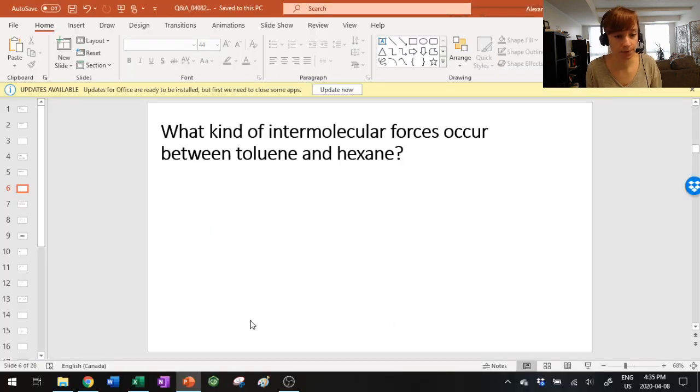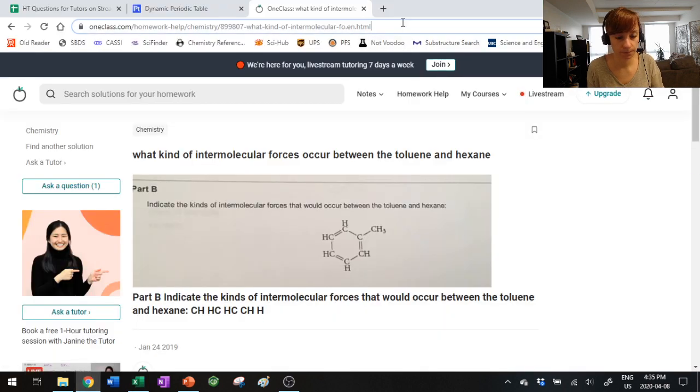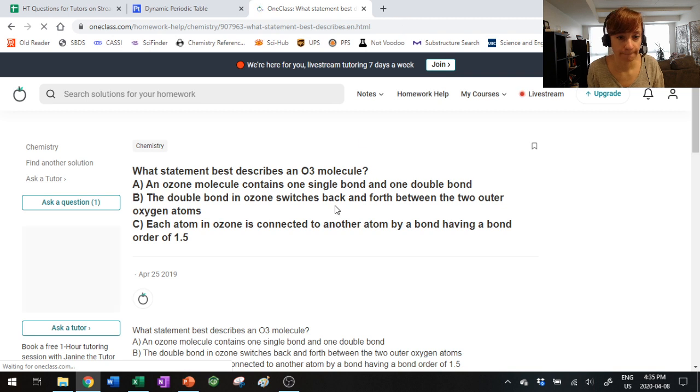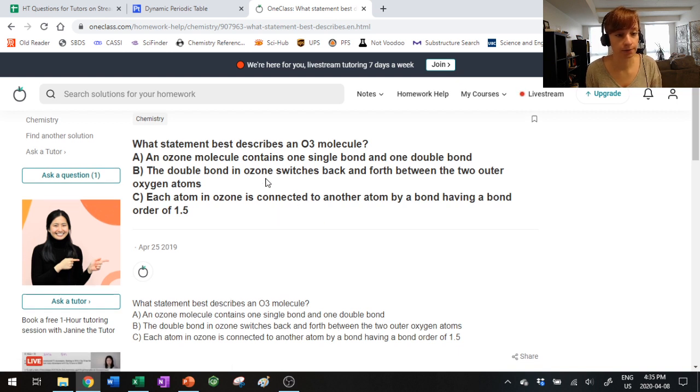Okay, that was a little bit of a shorter question. Good concept checking questions though. Okay. The next question, what statement best describes an O3 molecule? They give you 3 selections. A, an ozone molecule contains 1 single bond and 1 double bond. B, the double bond in ozone switches back and forth between the 2 outer oxygen atoms. And C, each atom in ozone is connected to another atom by a bond having a bond order of 1.5.